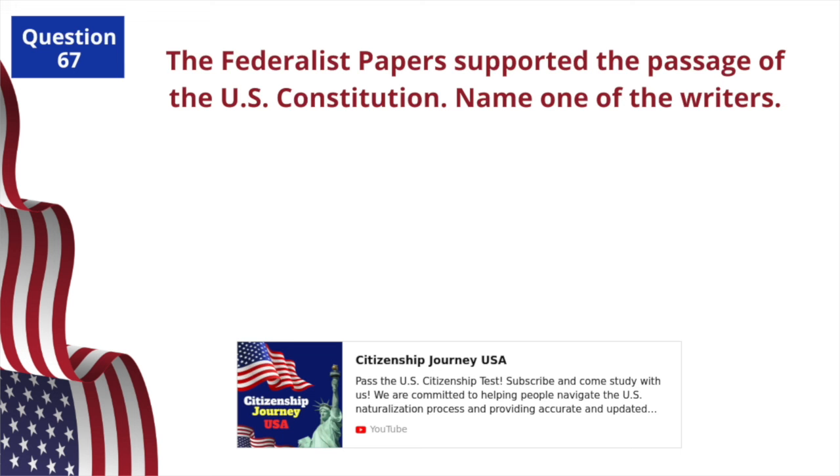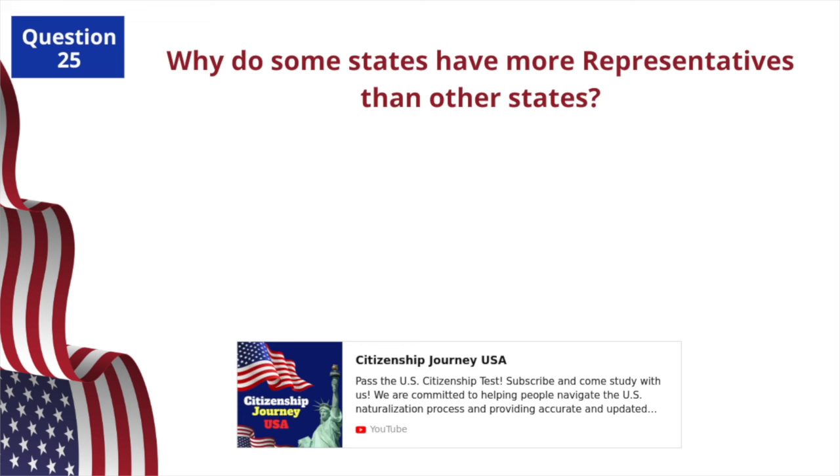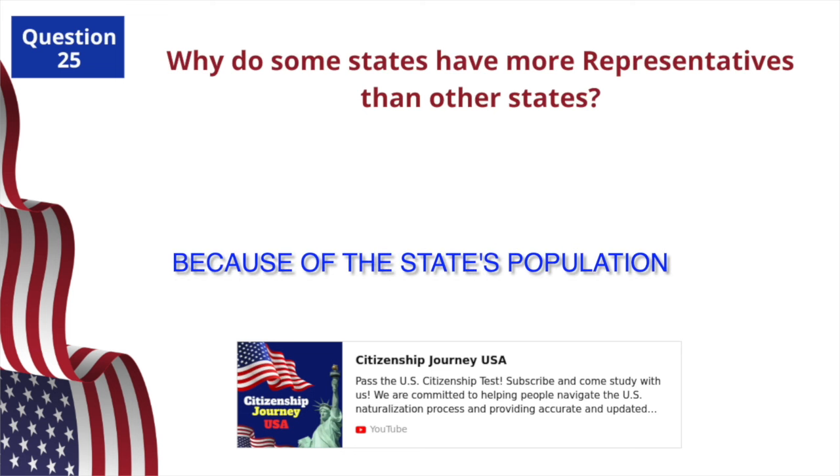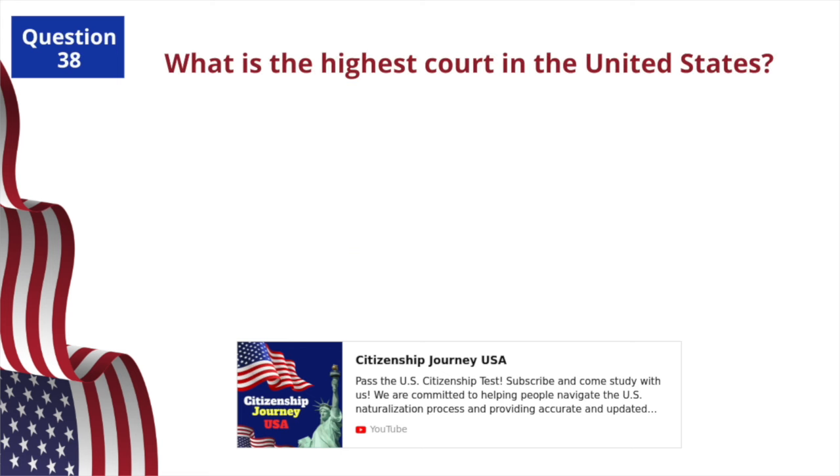The Federalist Papers supported the passage of the U.S. Constitution. Name one of the writers. James Madison. Why do some states have more representatives than other states? Because of the state's population. What is the highest court in the United States? The Supreme Court.